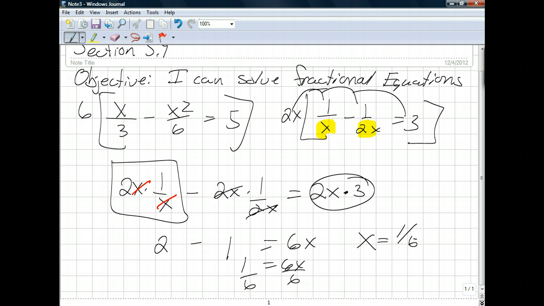Now the other thing that's different about today's lesson is that we have to worry about the domain. So we need to look at our solution and make sure that if we put it in for x, it does not give us a 0 denominator. And in this case it does not, so our solution is 1/6.